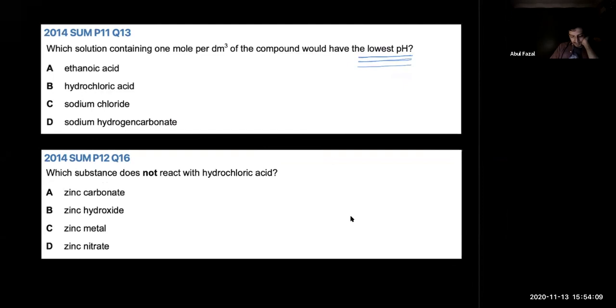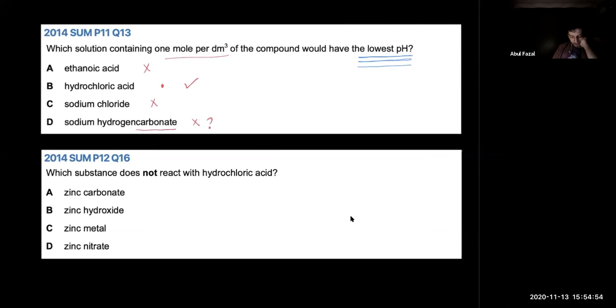So ethanoic acid is the poster child for a weak acid. Sodium chloride is just neutral, because namak pani, you know, it's also a salt. Salts are neutral because that's what they produce. Sodium hydrogen carbonate could be tricky, but I don't think this will even do anything. Hydrochloric acid is definitely a strong acid, so for the same concentration, it'll have the lowest pH.